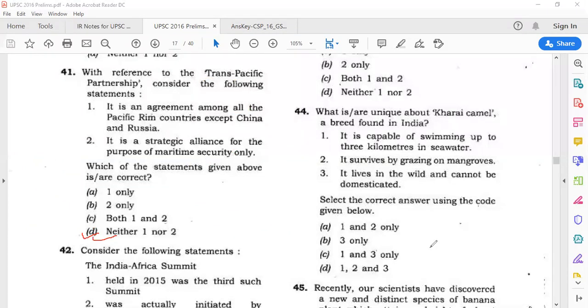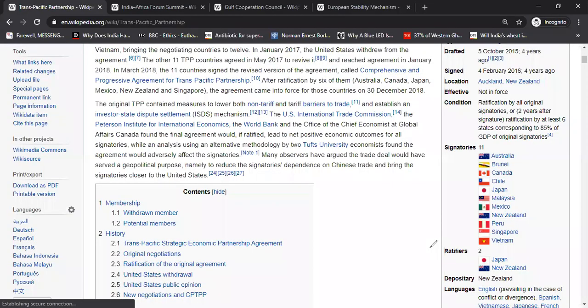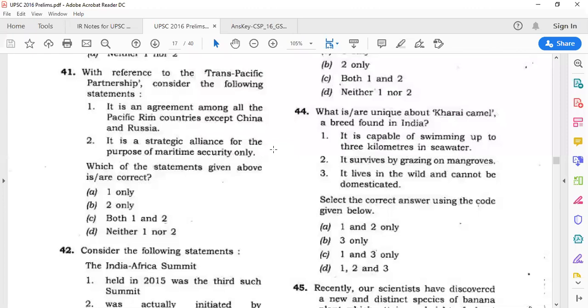If you go to the Wikipedia page of TPP also, you can see here, the major focus is on trade here. They wanted to contain or to lower, because we have seen more and more that WTO is losing its relevance. So different kinds of multilateral regimes have come into existence. TPP is one part of it. So that's what we have to keep in mind, that it's not only for maritime security, which is being said by that particular option of this particular question of UPSC. So answer is D in this particular question.